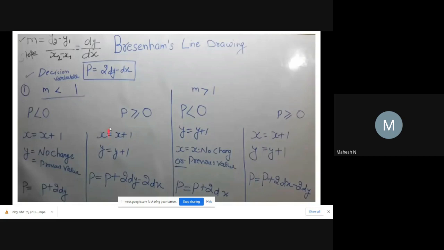And this is for the second vertex, right? So while checking for the second vertex, if the decision variable was less than 1, what will you do? X you will increment by 1, y you will not change anything, right? So for the third vertex, again you need to decide where you need to place that vertex, right? So for that, what decision variable you will use is this decision variable. This decision variable is only for the second vertex.